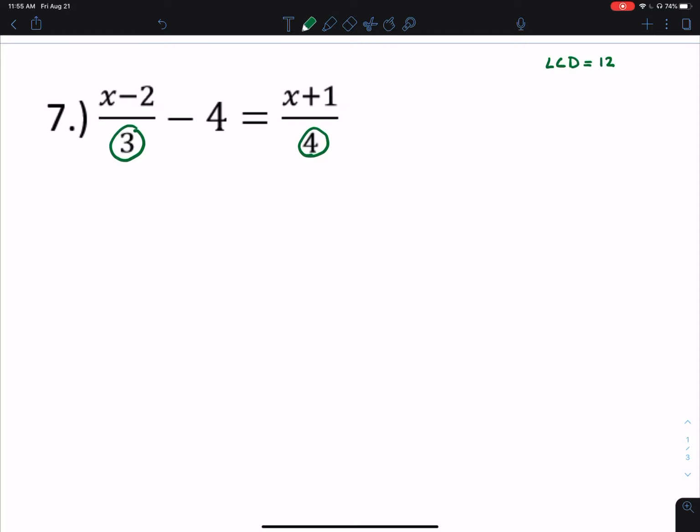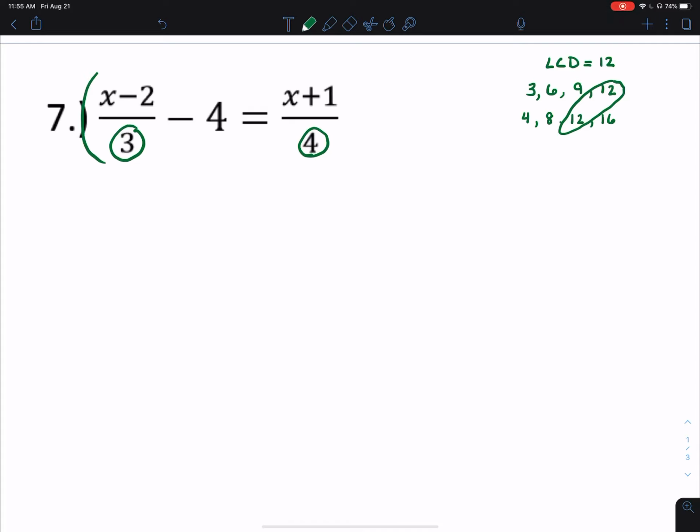So for this problem, I would list out my multiples of 3. 3 times 1 is 3, 3 times 2 is 6, 3 times 3 is 9, 3 times 4 is 12. For my multiples of 4, 4 times 1 is 4, 4 times 2 is 8, 4 times 3 is 12, and 4 times 4 is 16. Then I looked for the smallest number in each list. 12 is the smallest number that's in both lists, so that's our least common denominator.